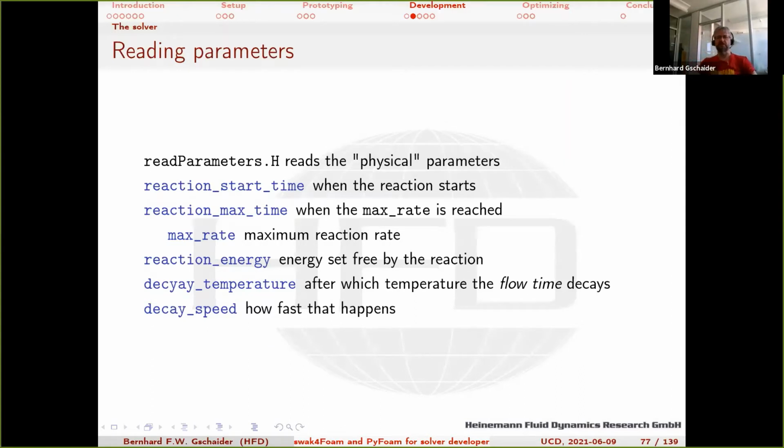There is going to be a number of parameters that are read in the read parameters file. That's the reaction start time, the reaction maximum time, the maximum reaction rate, the reaction energy, that is how strongly the reaction influences the temperature, and then there's the decay temperature and the decay speed for the fluid to regenerate at high temperatures.